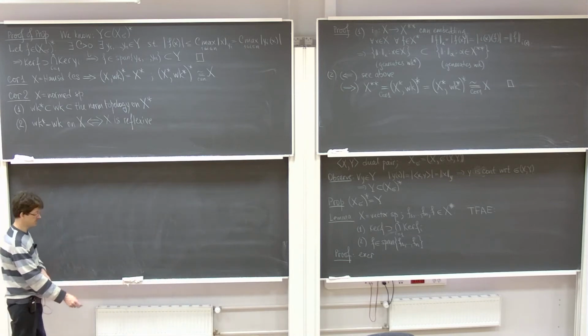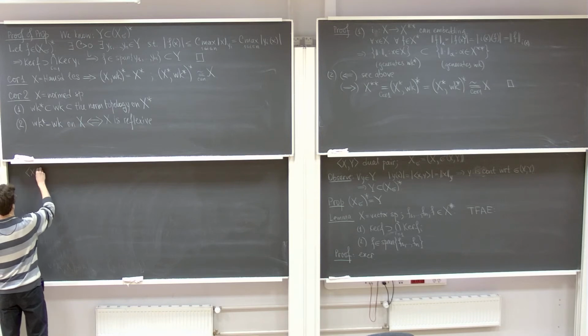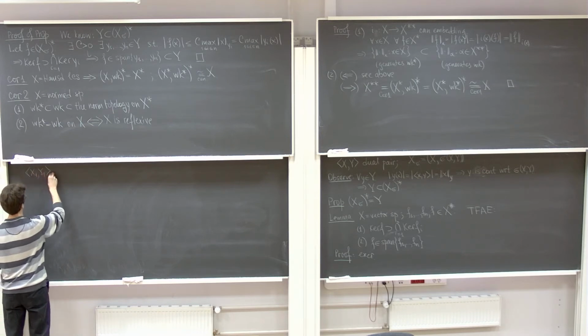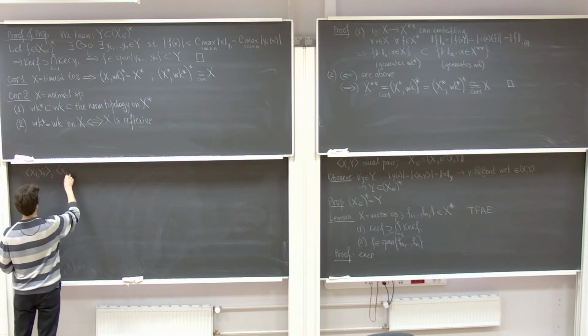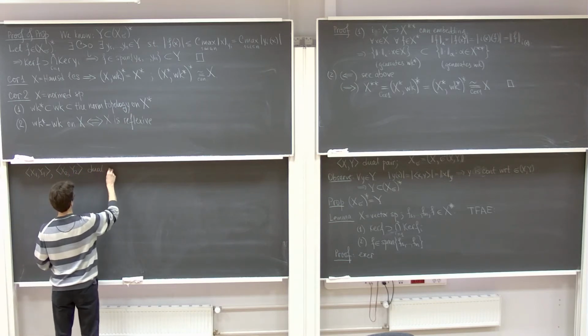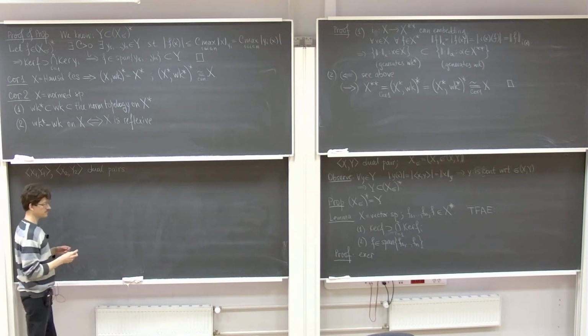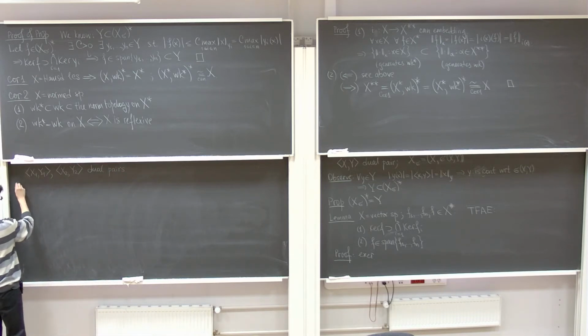Suppose we have two dual pairs, (X1, Y1) and (X2, Y2). Two dual pairs. And we give the following definition.